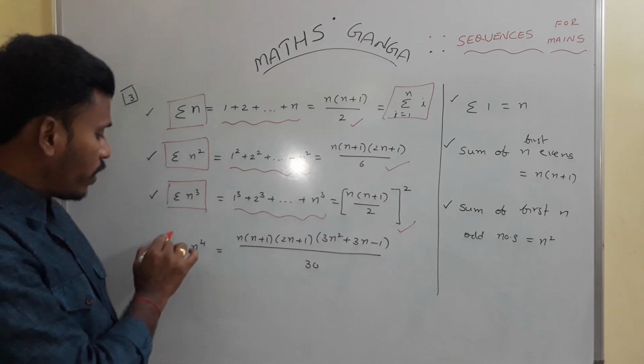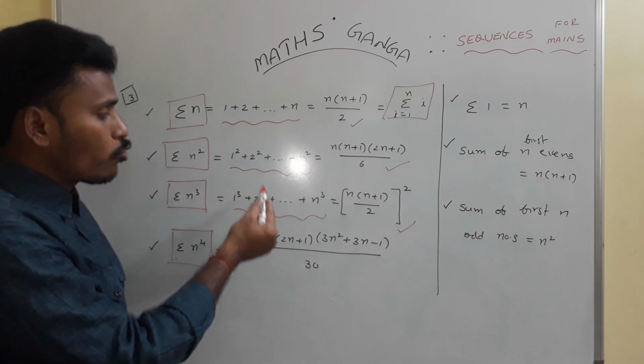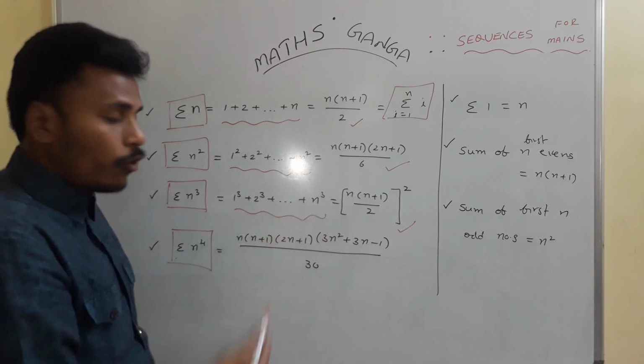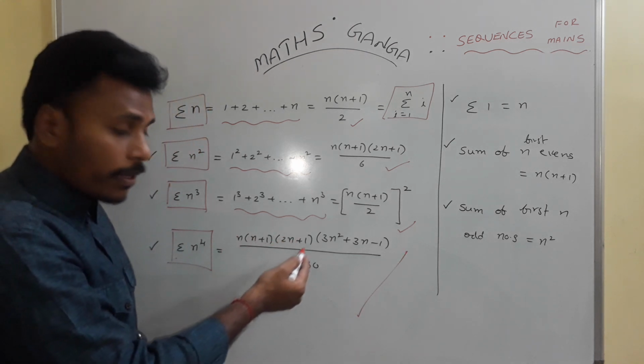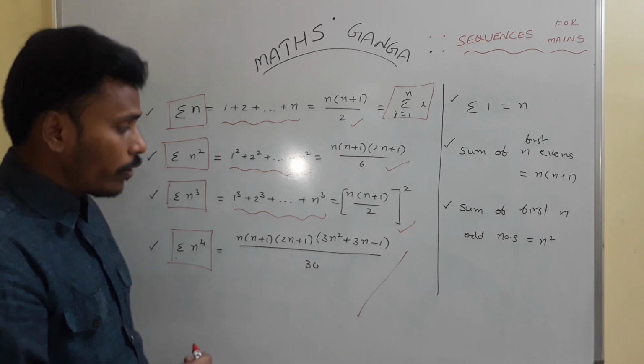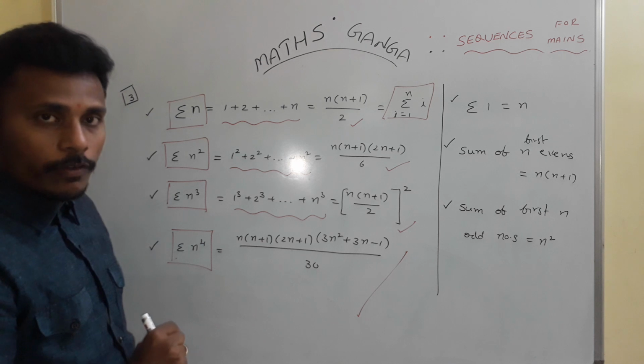And for the sum of the fourth powers of n natural numbers, 1 power 4 plus 2 power 4 plus and so on plus n power 4, the formula is n into n plus 1 into 2n plus 1 into 3n square plus 3n minus 1, divided by 30. Sigma n square, sigma n cube, and sigma n power 4.